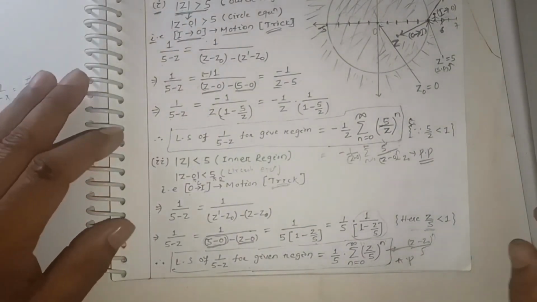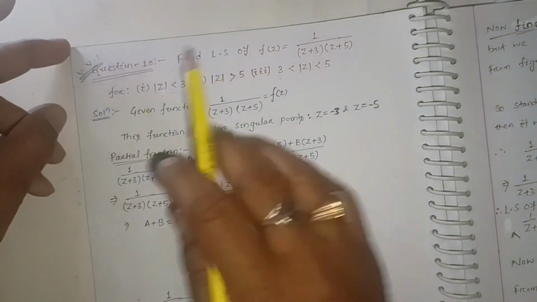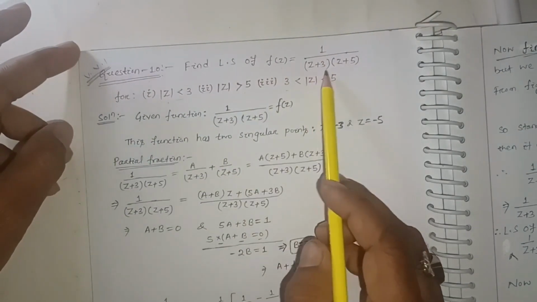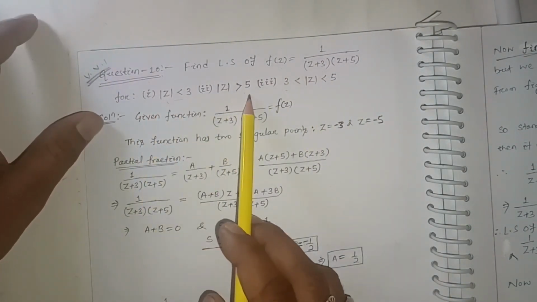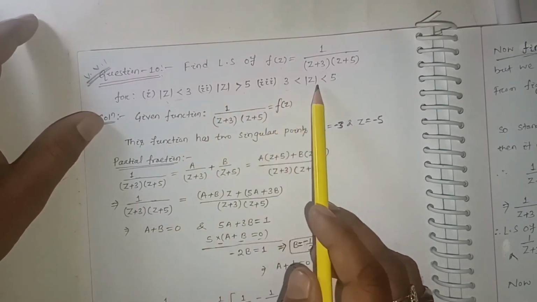Here we are going to stop today's class. In the next class we are going to discuss another important question, that is question number 10. Find the Laurent series of f(z) equal to 1 by (z plus 3)(z plus 5) in these regions: mod z less than 3, mod z greater than 5, and the third is mod z in between 3 and 5.